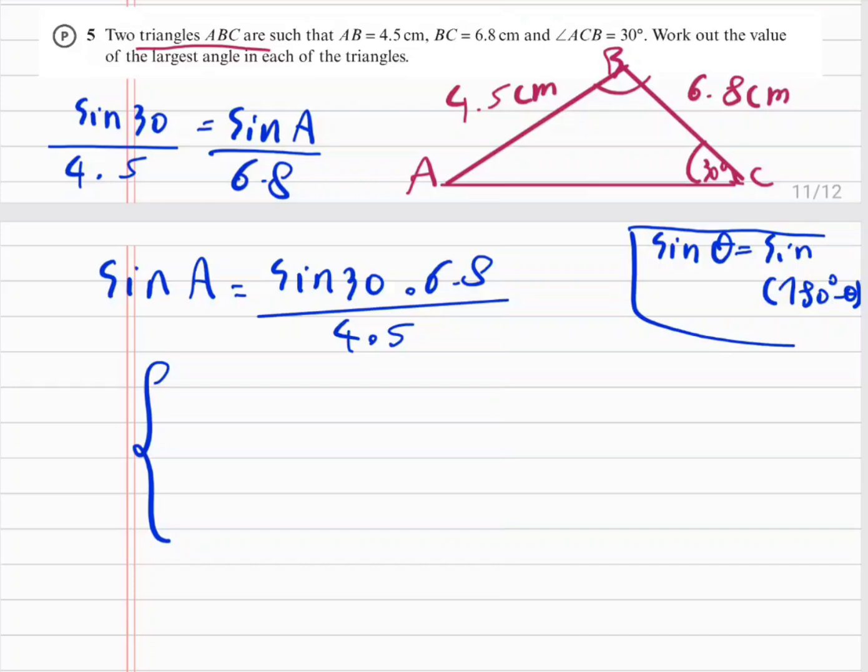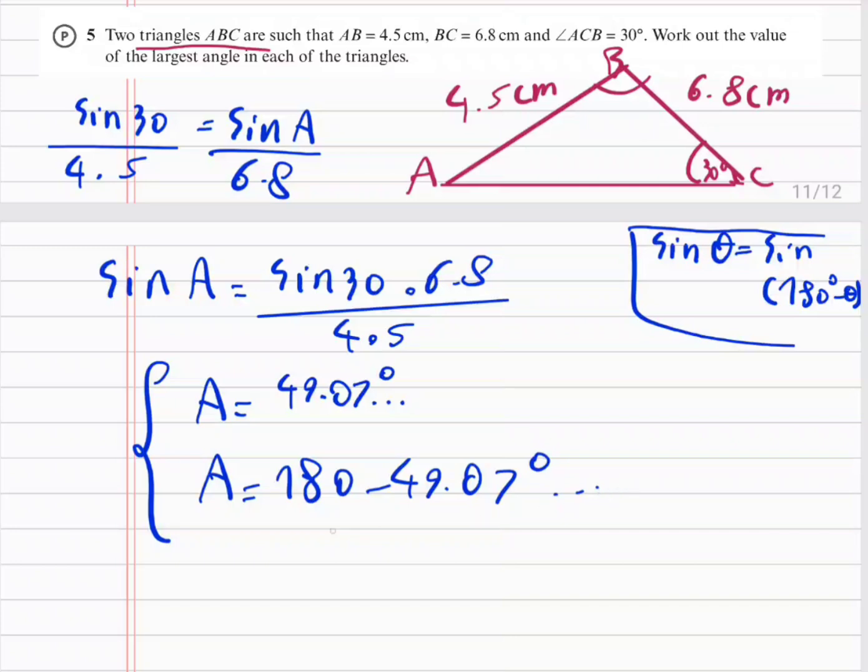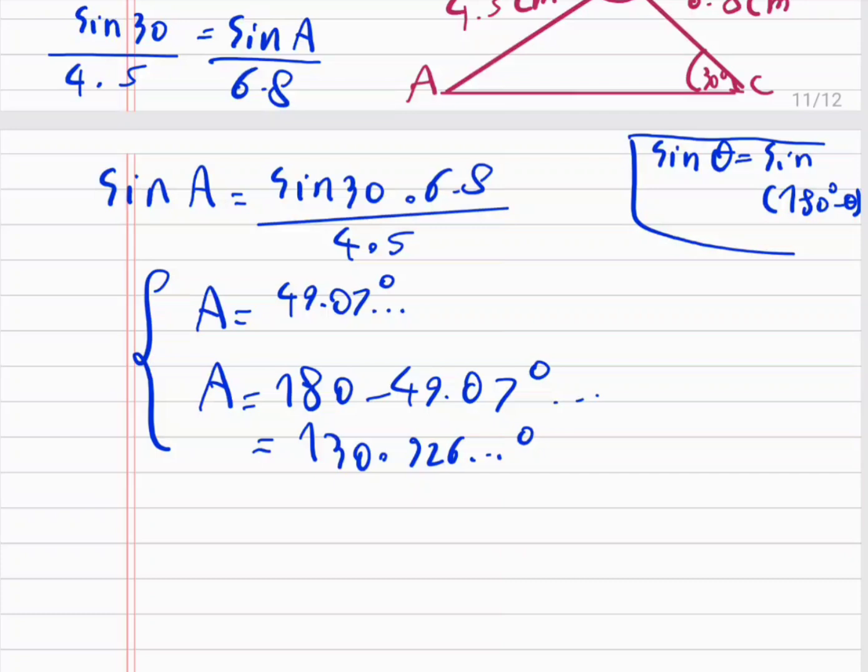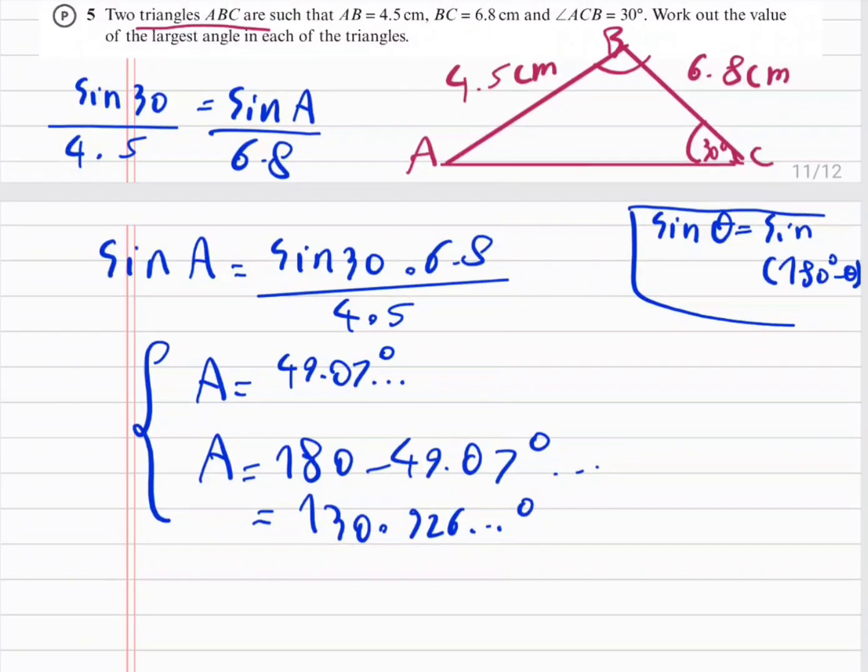All we need to do now is take the sine inverse, so the value of A is equal to 49.07 degrees. Also, another case is that, remember, when we do 180 minus that to get the larger angle, we get 130.926 degrees. I'm keeping them as exact values because we need them for the final step. So there are two possibilities for angle A, and that means there will be two possibilities for angle B.